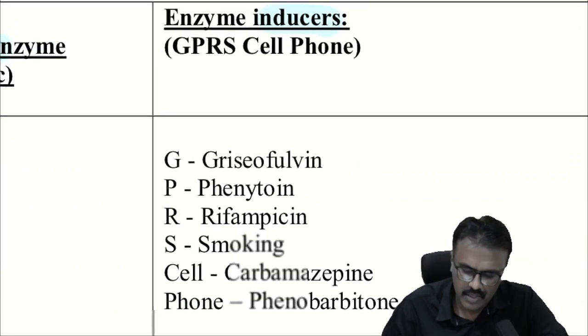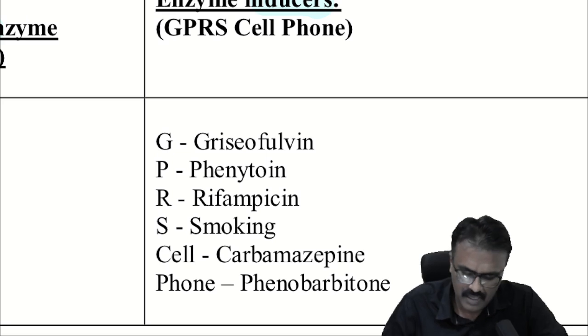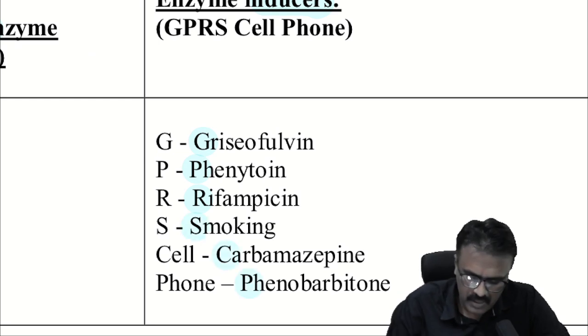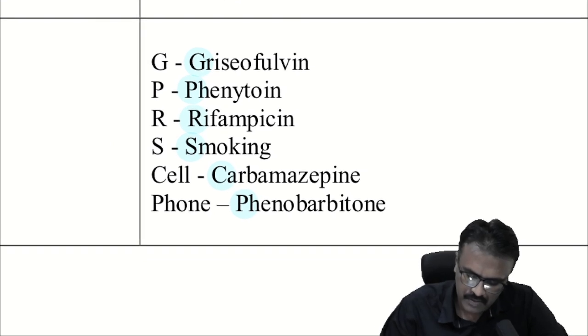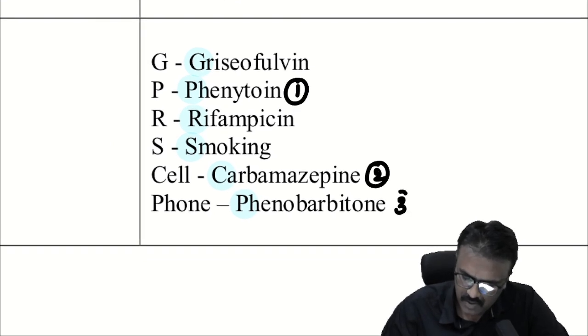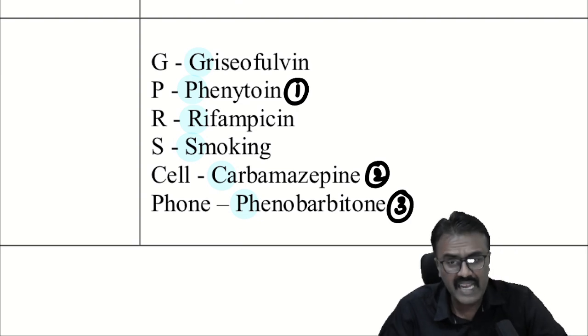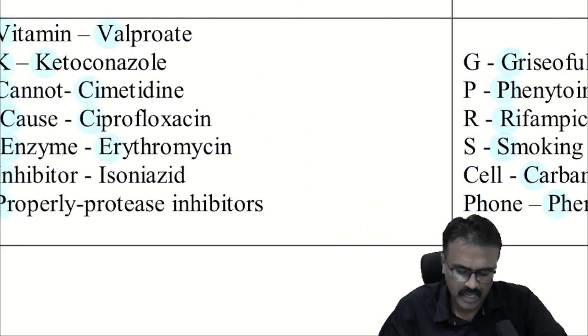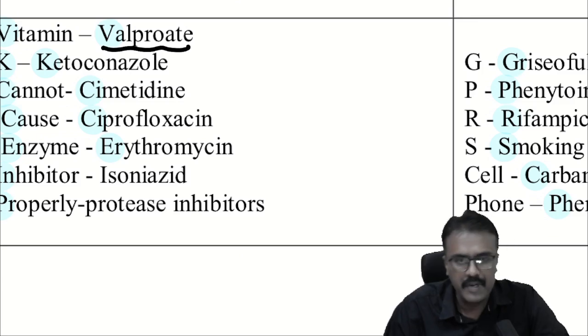Coming to the inducers, "GPRS cell phone." G for griseofulvin, P for phenytoin, R for rifampicin, S for smoking, C for carbamazepine and phenobarbital. If you see here, most of the drugs are for epilepsy. Phenytoin is for epilepsy, carbamazepine is for epilepsy, phenobarbital. Most of the anti-epileptics are inducers, except one anti-epileptic, that is valproate.